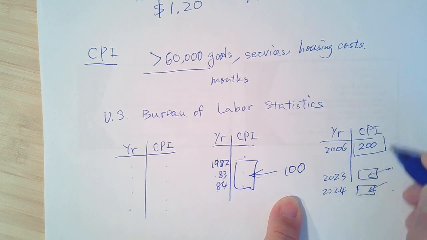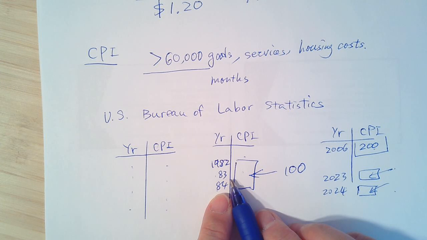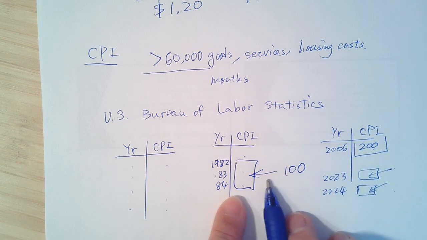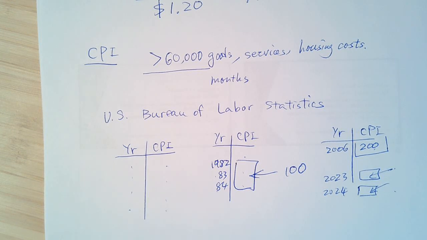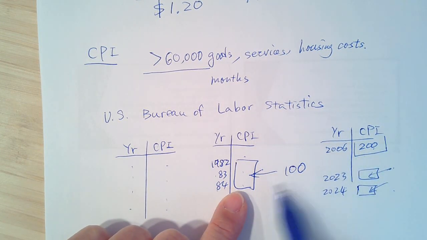So if this CPI is 200, that means from the early 80s to the mid-2006, how many years? Like 23 years, almost the price doubled. The consumer price index doubled, which means your living expense doubled and everything gets much more expensive. The price almost doubled. So that's what it says.